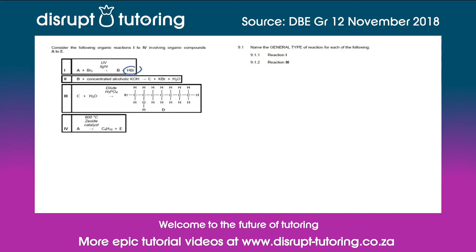So this hydrogen could only have come from A, and we can conclude that a hydrogen is removed from A and then replaced with a bromine atom. This, in addition to the UV light, is characteristic of a substitution reaction involving a halogen, and it results in a haloalkane. So we can now say that A is an alkane, and that reacts with a halogen to produce B, which is a haloalkane.